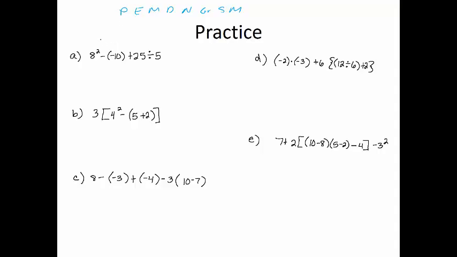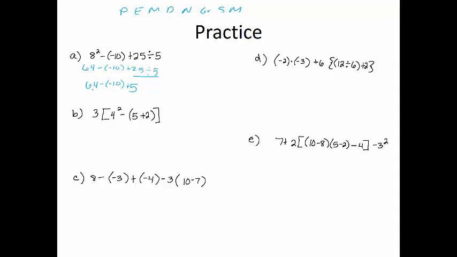Alright, first problem here for A. Any parentheses? No. Any exponents? Yes. 8 squared is 64. Any multiplication and division? Yep, right here we have division. 25 divided by 5 is 5. So we have 64, take away negative 10, plus 5.